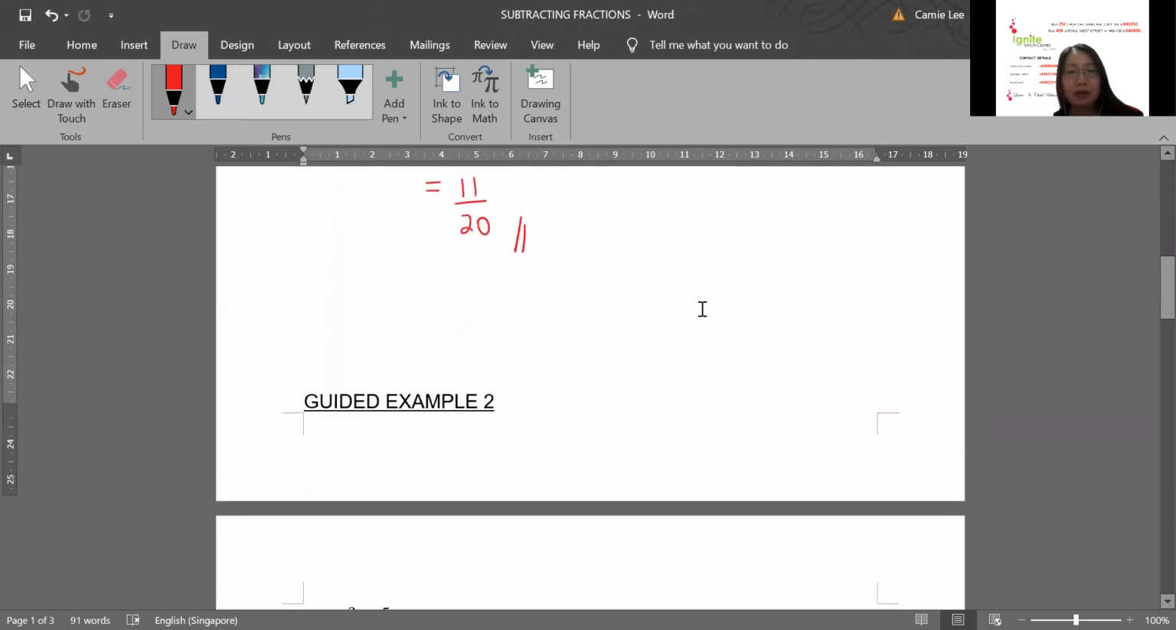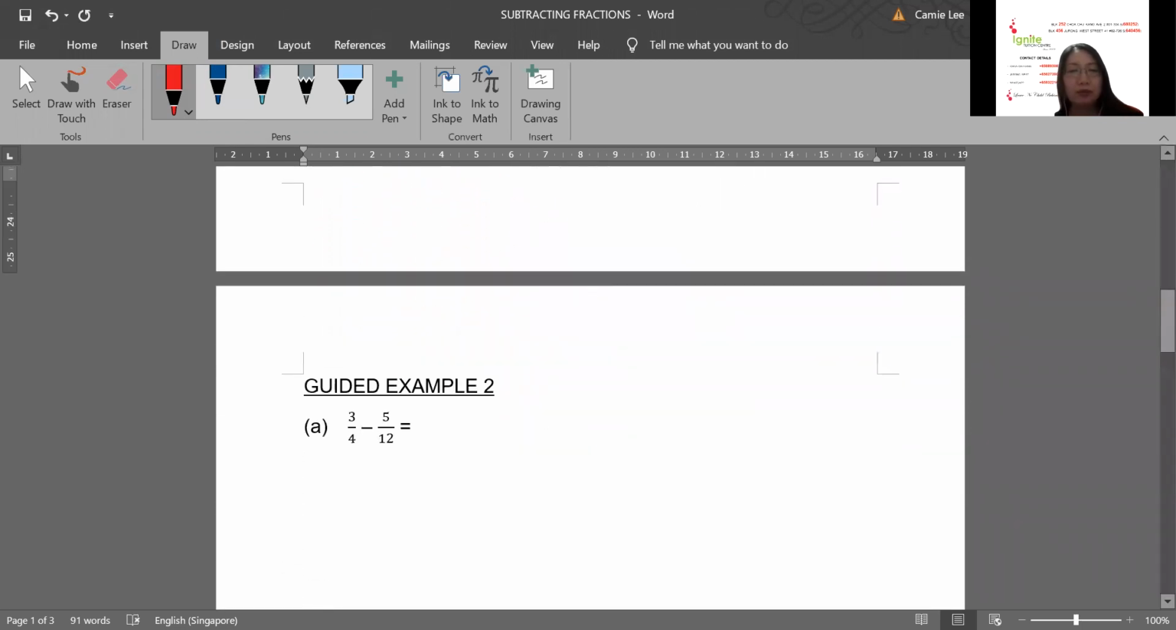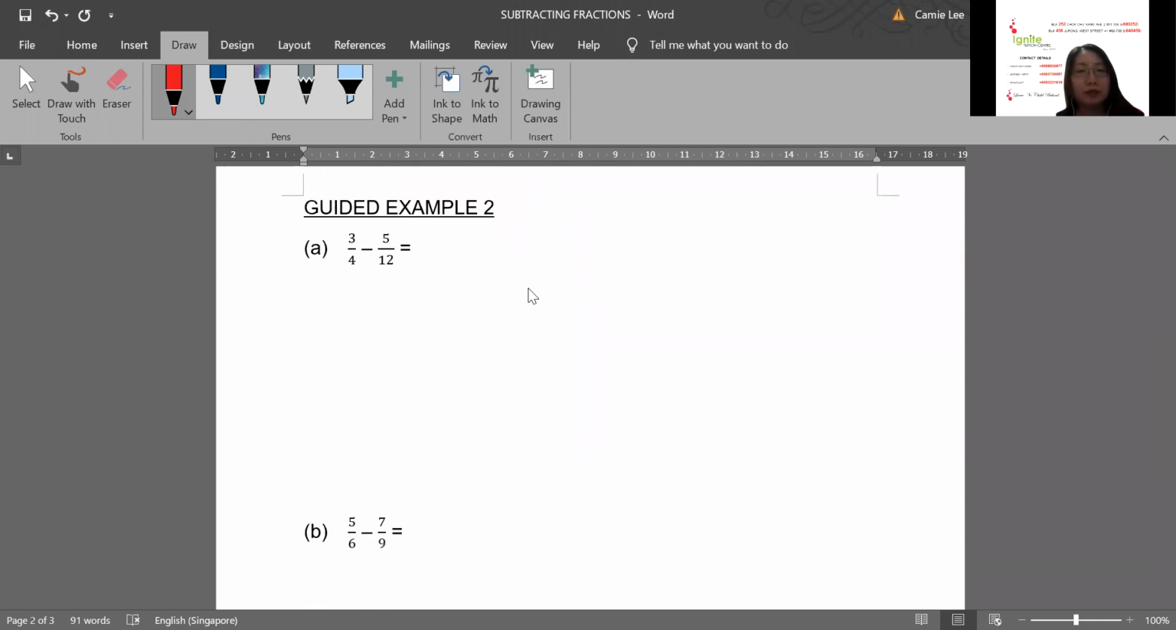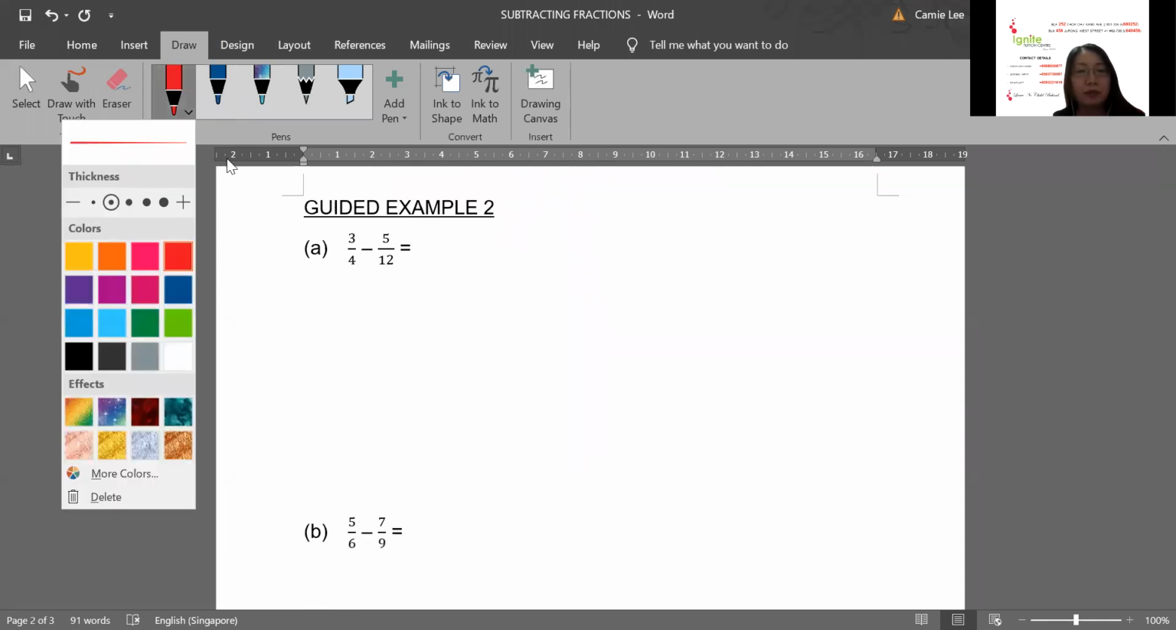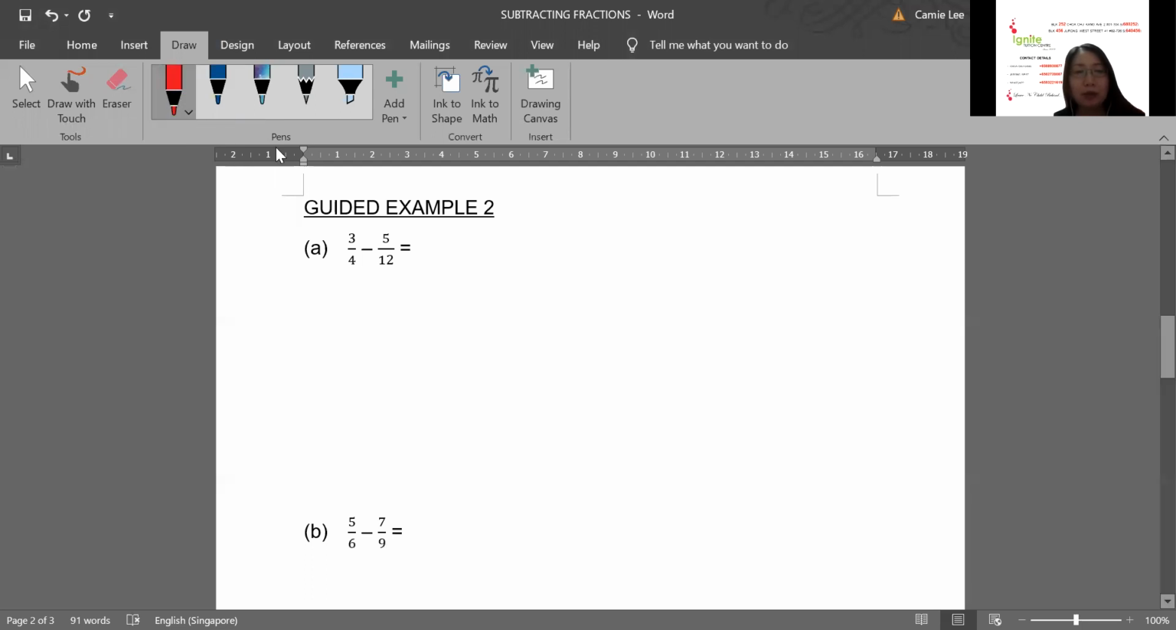Let's look at guided example 2. 3 out of 4 minus 5 out of 12. The common multiple of 4 and 12 is 12. So 4 times 3 gives you 12. Multiply 3 to the numerator. 3 times 3 is 9. This one remains the same. So subtract the numerators. 9 minus 5 is 4.